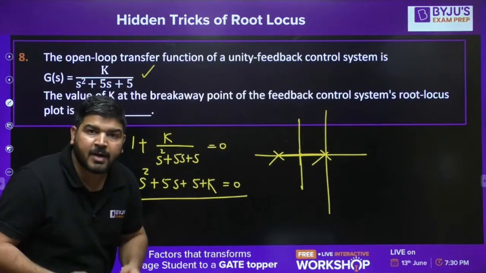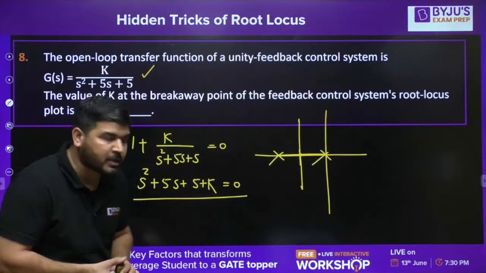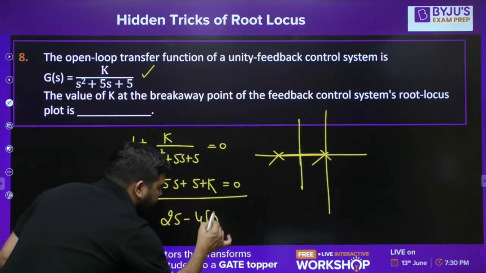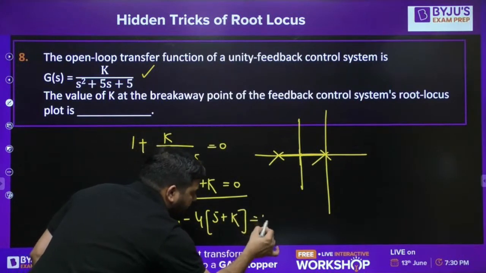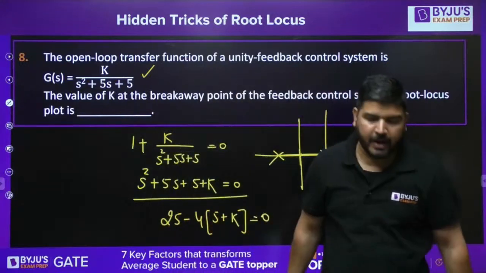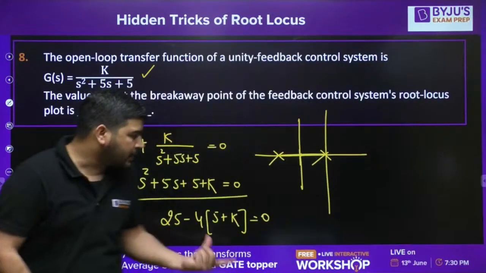So you can apply the discriminant formula, B square minus 4AC equal to 0, and calculate the K value. You don't even need to calculate the breakaway point. You don't need to calculate the breakaway point.